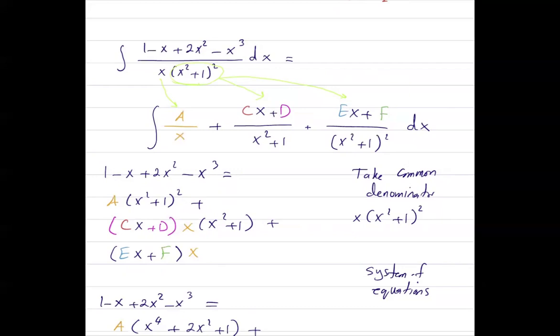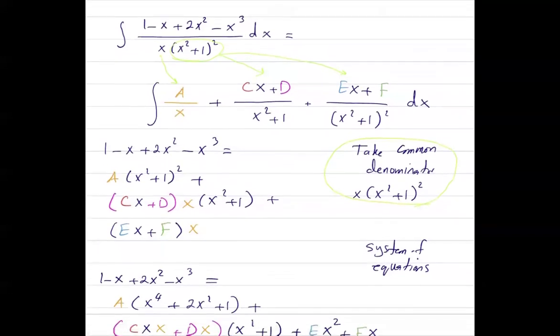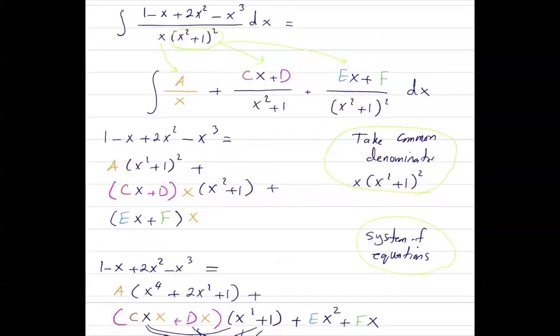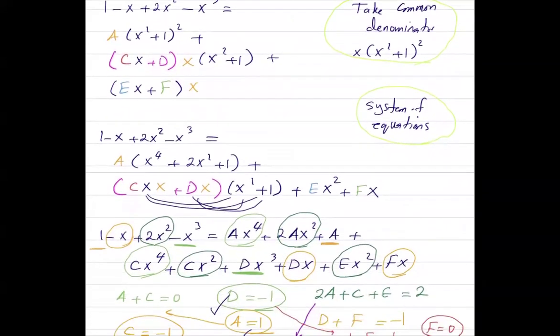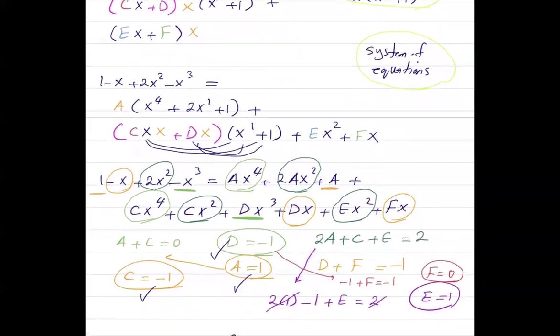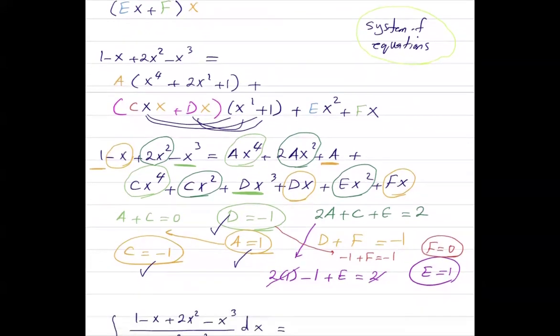Our goal is to find these coefficients and constants by taking the common denominator and forming a system of equations to help us find the values for a, c, d, e, and f. Again, for these letters, you are free to choose any letter that you like. You can use A1, B1, C1, D1, anything that you like. So we did a lot of algebra. We wrote this in expanded form. We solved for A and C and D and E and F. And we noted that F is equal to 0.